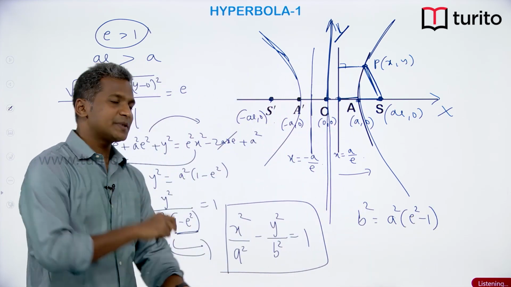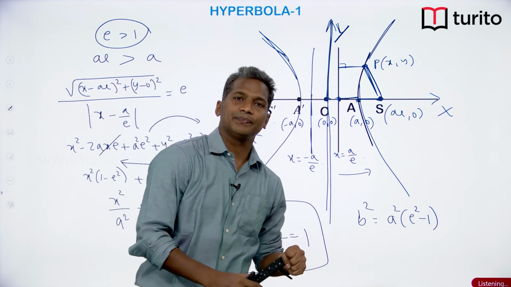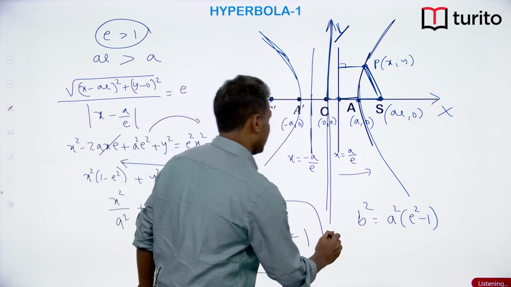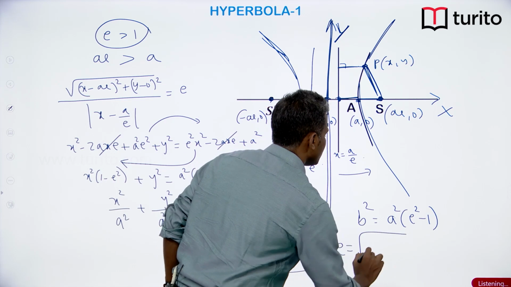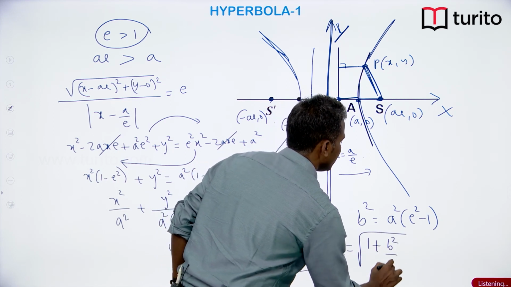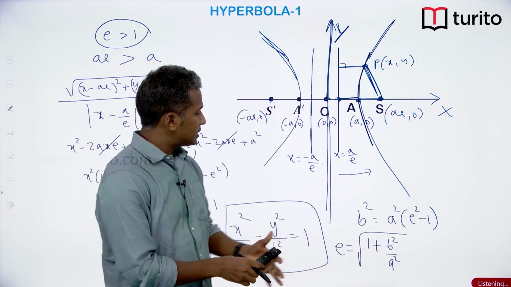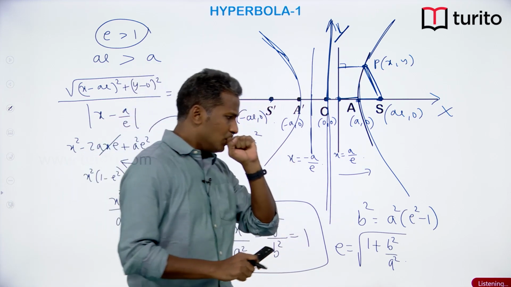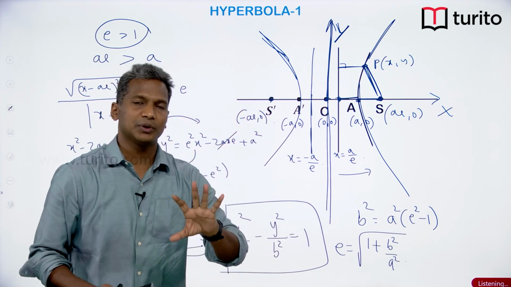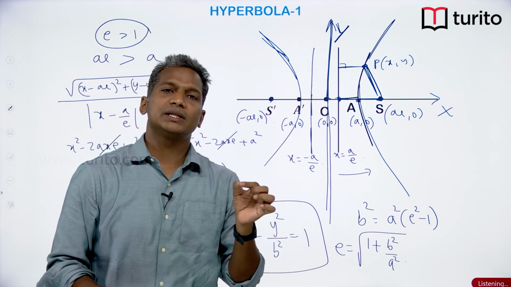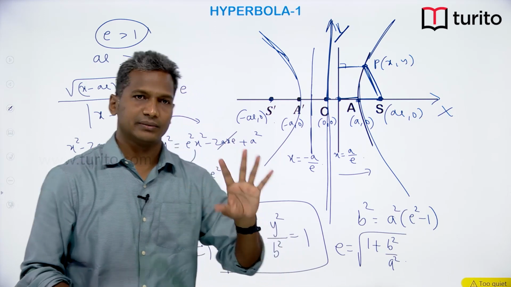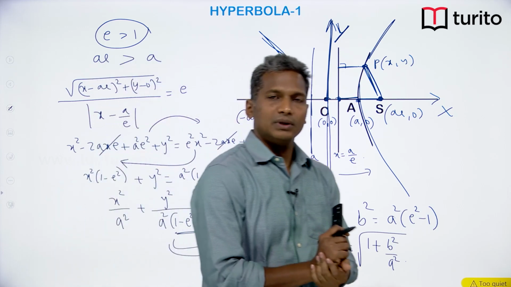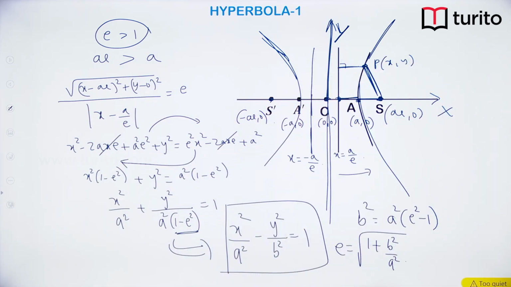In the ellipse it was A square into (1 minus E square). Now we can also derive a formula for E. I will just write it here. E equal to root of 1 plus B square by A square. In the ellipse it was a minus sign, but in the hyperbola it is a plus sign. So, we can understand here also that the difference between the ellipse and the hyperbola is only one term, which is, in place of b square we are writing minus b square. So, this is the overall setup and standard form. If you also want to make a note, you can definitely take a note here.